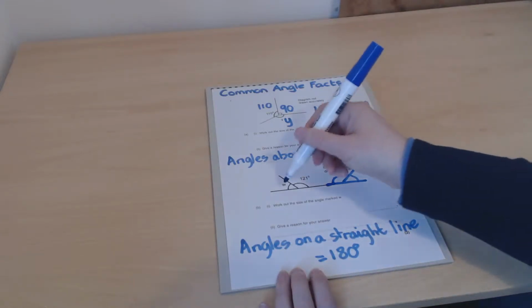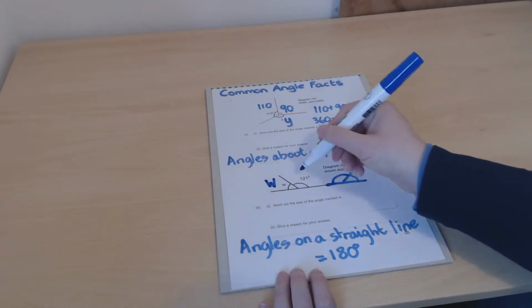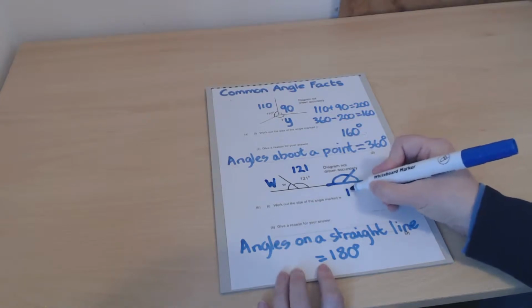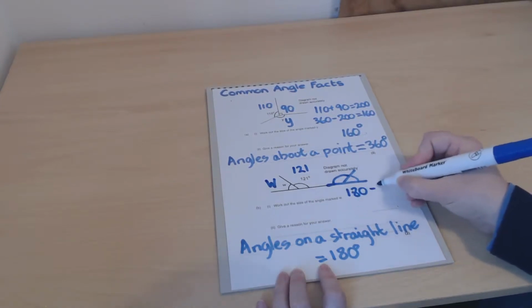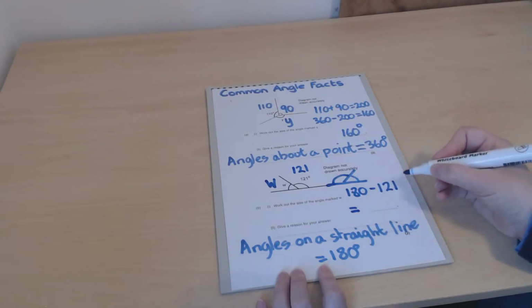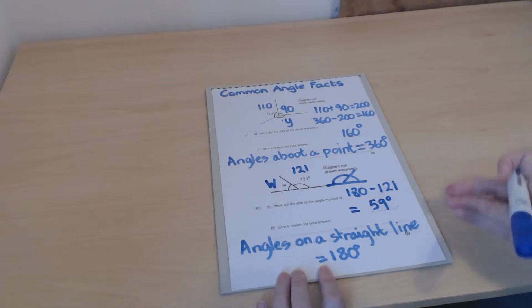So knowing that fact, to find the missing angle, which is W here, we've got 121 here, so we simply need to do 180 minus 121, and that is going to give us 59 degrees. So let's look at a few more different ones.